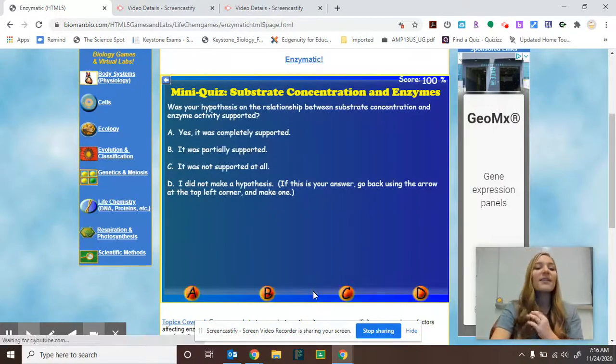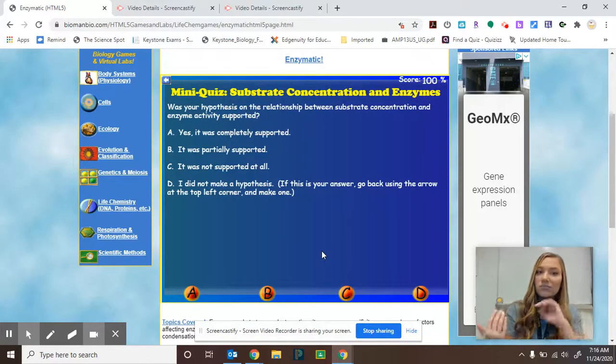Okay. What about this? Was your hypothesis supported by our activity? Well, yes, I correctly predicted. Now, if you made your own hypothesis and you were wrong, great. That's awesome.